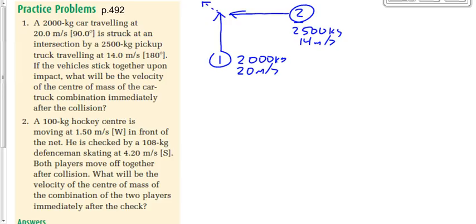Somewhere up there. We know that because if there's momentum to the left before the collision, then there has to be momentum to the left after the collision. If there's momentum upwards before, then there has to be momentum upwards after the collision. So we know it's going to go somewhere up there. Now, how exactly do we figure out where it's going and at what velocity it's going?